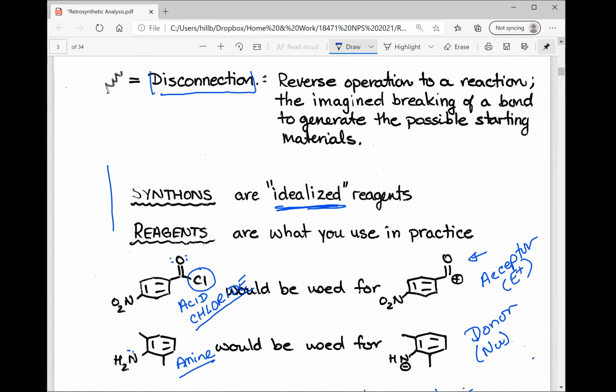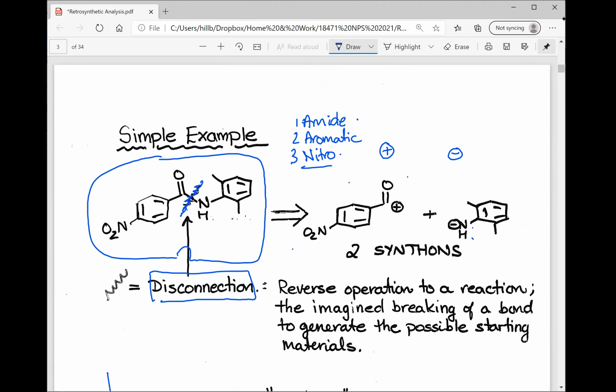Now the key point here, which we're going to see, is where to make these. The hardest part of designing any synthesis is figuring out where to break those bonds. The more reactions you have knowledge of, the easier it is to do. At the start, there's a certain number of tools in the toolbox, and as you add more tools, these disconnections become easier to visualize later on.